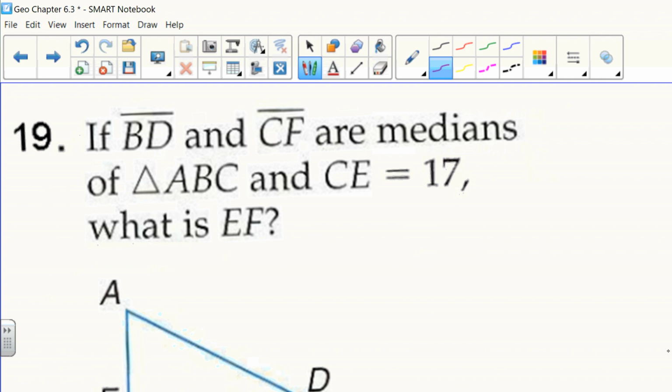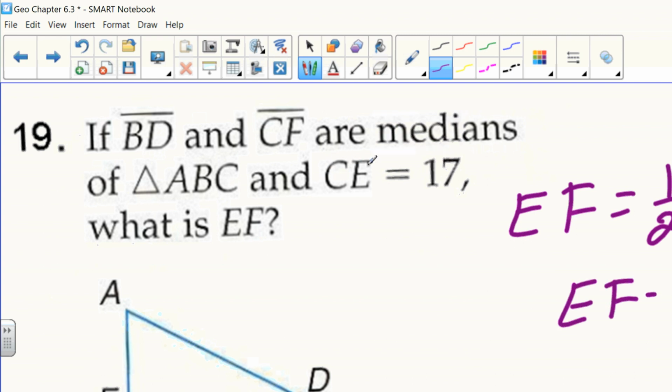If BD and CF are medians of triangle ABC and CE is 17, what is EF? So point E is a centroid. So they told us CE is 17, so EF would equal half times 17. Yes.